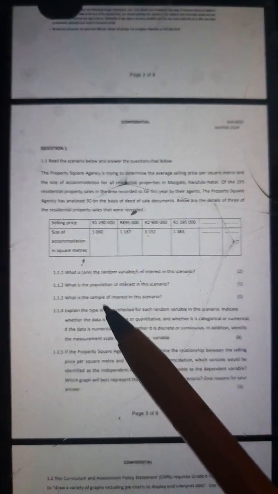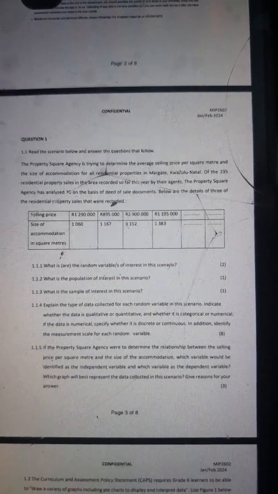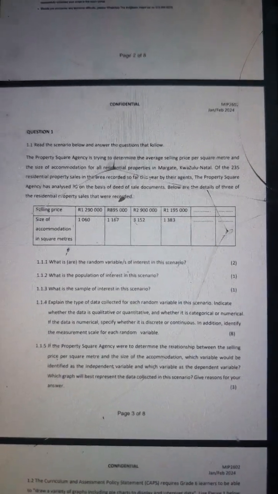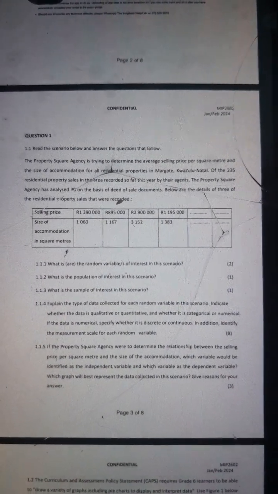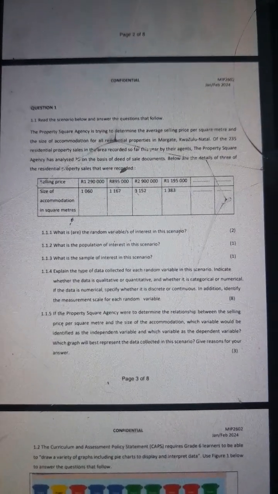Well, the random variables in this scenario, guys, remember it's your selling price as given here, as well as the size of accommodation in square meters. So these are our variables in this given data. Remember, we're not only talking about the variables, we're also talking about the independent variable and the dependent. Even if you put this in a graph, you will see what I'm talking about, right? So our solution at 1.1 will be the selling price of residential properties and the size of accommodation in meter squares.